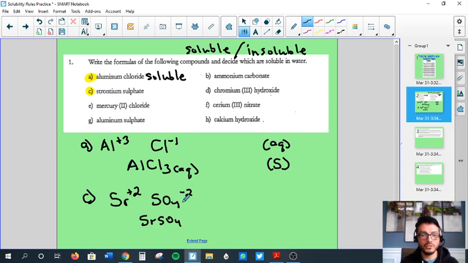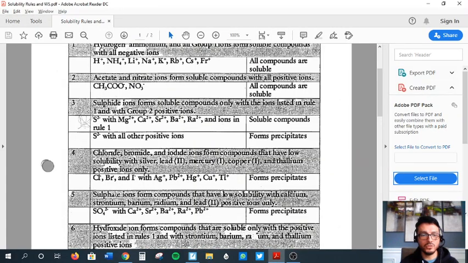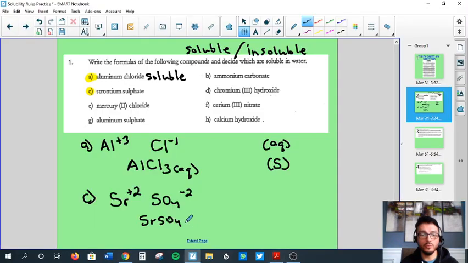Strontium and sulfate. Sulfate ions form compounds that have low solubility with calcium, strontium. There we are, strontium's right here. It says low solubility, which means precipitates. So sulfate with strontium will form a precipitate. Good. So we know it will form a precipitate, so we can write S for solid. Therefore, the answer to C is insoluble. And you continue the rest of the question the same way, using your solubility rules.